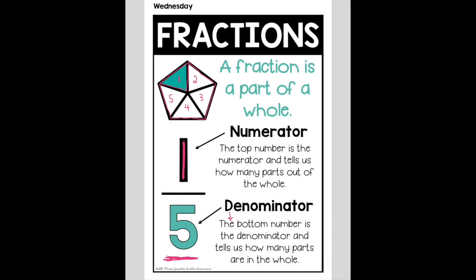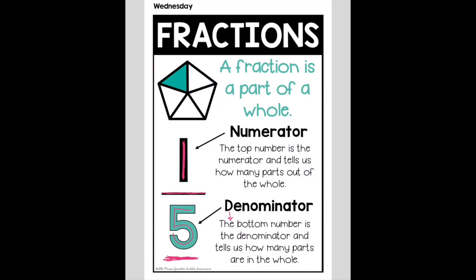So if in this pentagon we had 2 parts shaded, what would our fraction look like? Well, 2 parts are shaded out of the whole, so 2 is our numerator on top. We're talking about 2 parts. Then we're going to draw the line, and we have how many parts in total? We have 5 parts in total. So this fraction here represents this picture here with the 2 parts shaded.